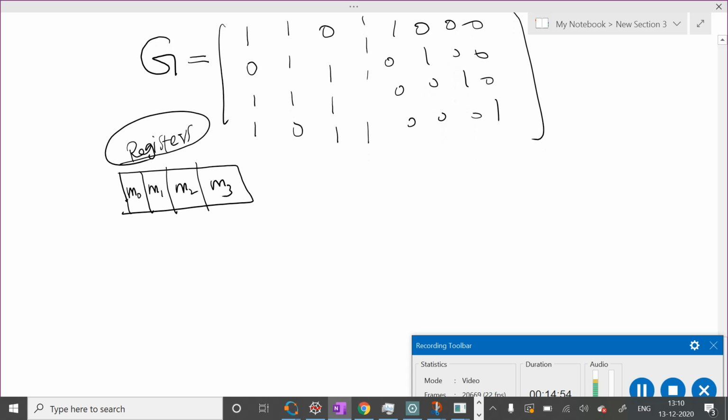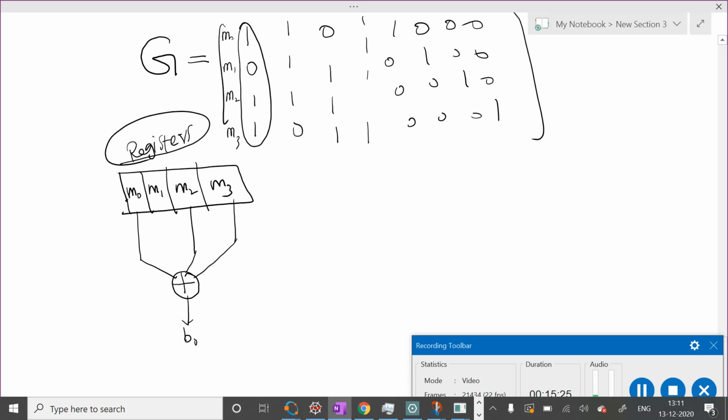Now I want to generate parity bits. In this particular case, look at this, it is 1011. This corresponds to M0, M1, M2, M3. To generate the first parity bit, I have to take M0, M2 and M3, and XOR them. So XOR gate, again a hardware realization. This is your B0. Nice.